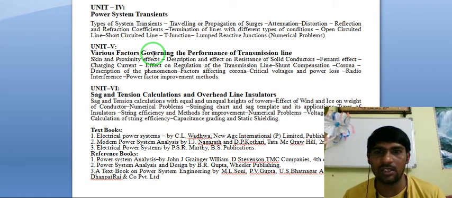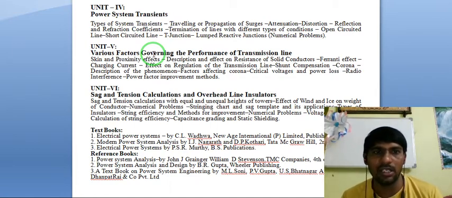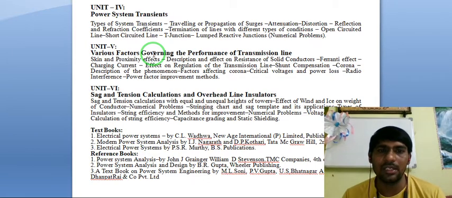Means we need to calculate all the surges, how surges occur in these particular transmission lines, and how to calculate the attenuation and distortion and the reflection and refraction coefficients. All these come under unit number 4, that is power system transients.